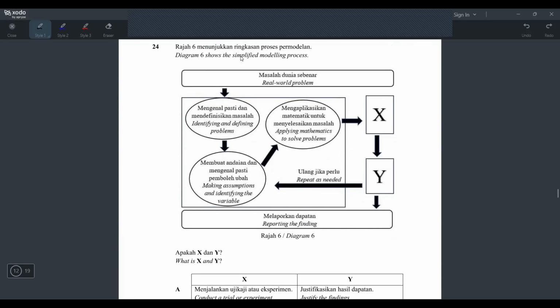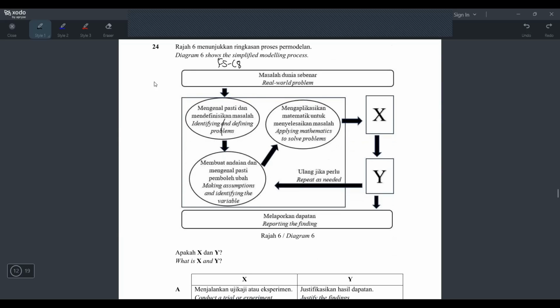Okay, number 24. Diagram 6 shows the simplified modeling process. This is Form 5, Chapter 8. Okay, I want to mention something. This chapter is called Mathematical Modeling ataupun pemodelan matematik. And this chapter sangat jarang tanya dalam exam tau. Tapi kalau dia tanya ini, dia akan tanya ini. Usually lah, from what all the trial state paper I do, sangat jarang dia tanya chapter ni. But when they ask, they will usually ask you these steps.